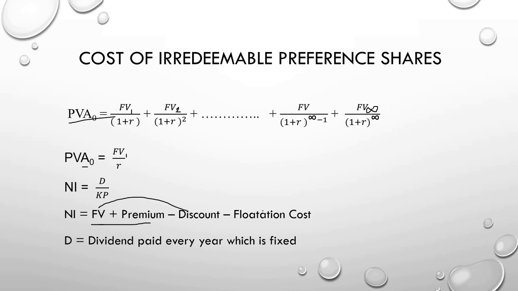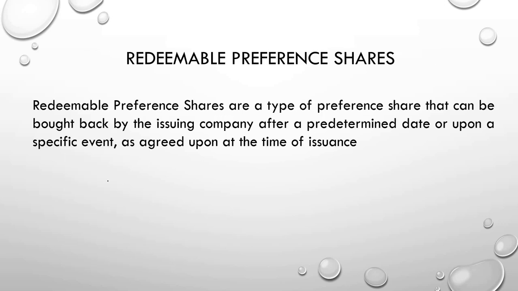So if we are talking about irredeemable preference shares, this is our formula. But you have to remember NI will always stand at 0 and D will always start from 1. So whenever the company is issuing the preference shares, immediately from the next year, the company is going to pay the dividend. And Kp is your cost of preference shares.